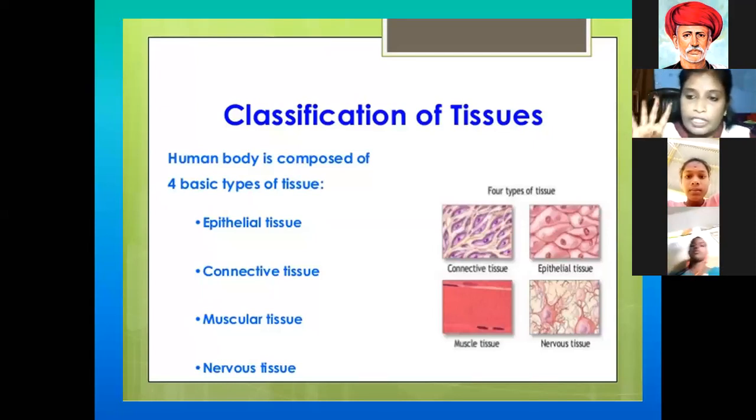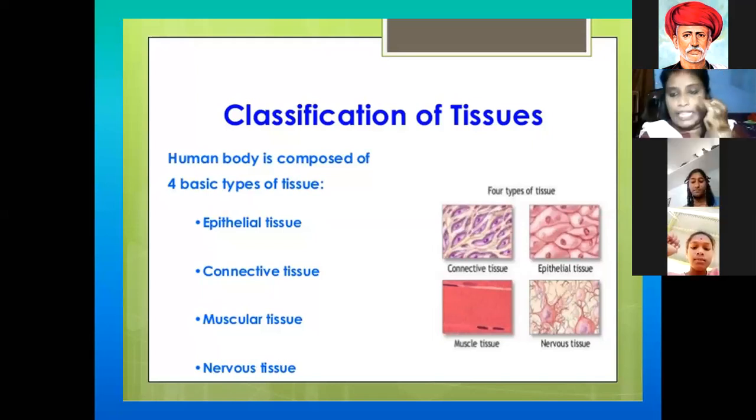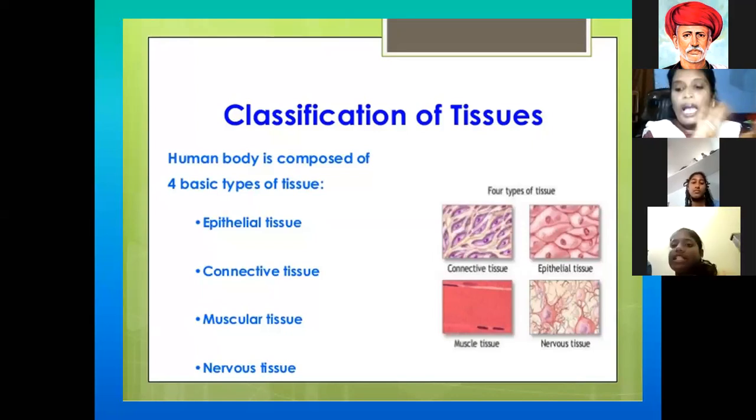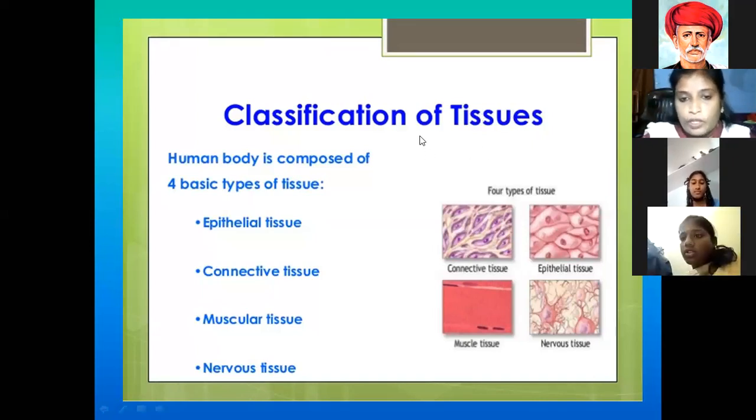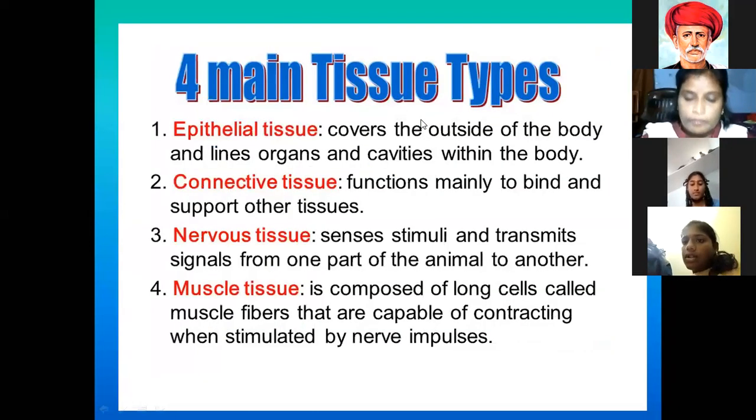How many kinds of animal tissues are there? 4 types, ma'am. What are they? Epithelial tissue, connective tissue, muscular tissue, and nervous tissue. Mute yourselves. Okay, I will give some explanation of the 4 types of animal tissue.